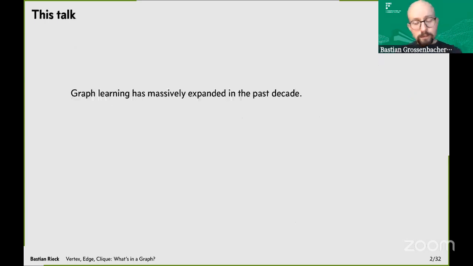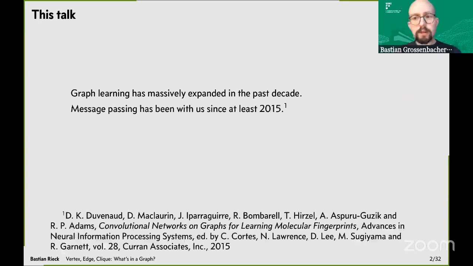And I want to give you a brief overview of what we are doing in this talk. So it's pretty clear that graph learning has massively expanded in the past decade. I don't want to play a super strict and good historian here, but one of the first mentions of the message passing paradigm, or of vestigial parts of it, occurred in 2015 in the NeurIPS conference. Back then it was named differently. It's a paper by David Duvenaud and others. And so since at least that time, things have been with us. Graph neural networks are a thing now.